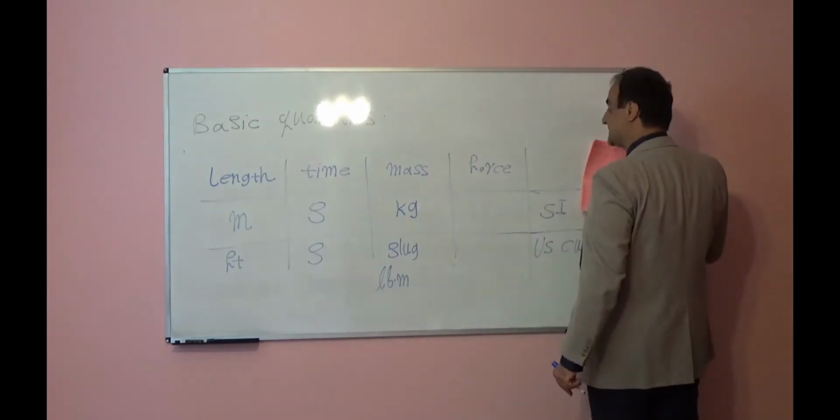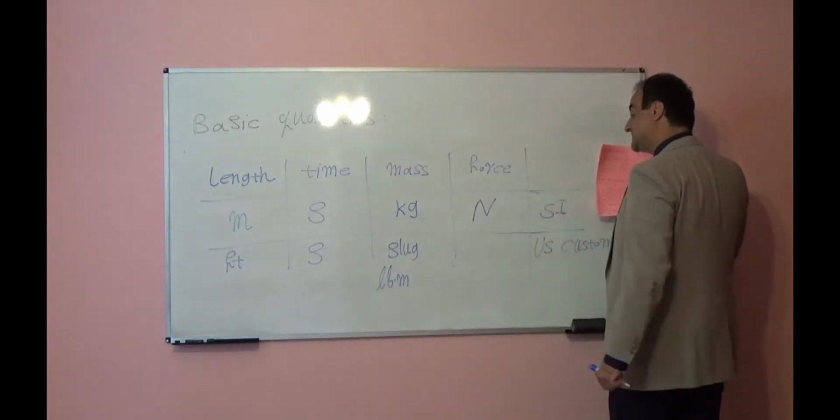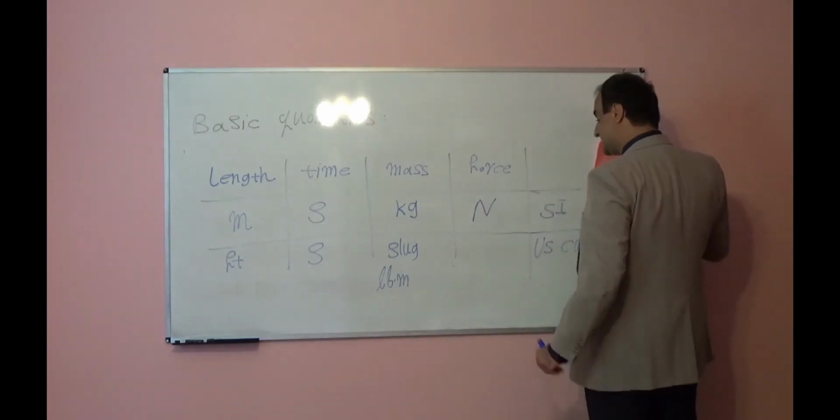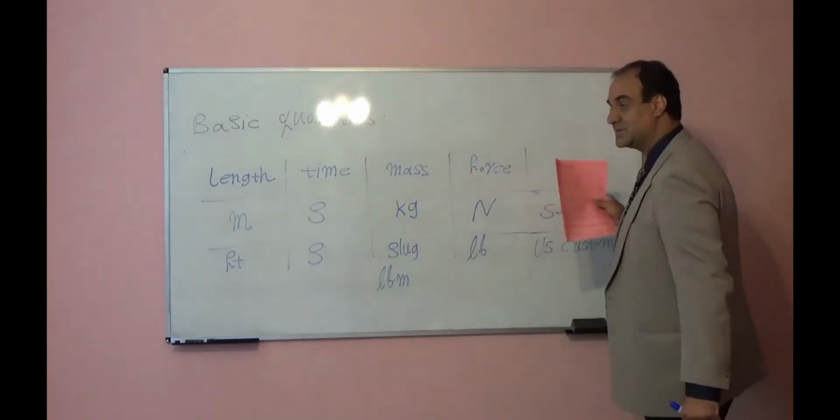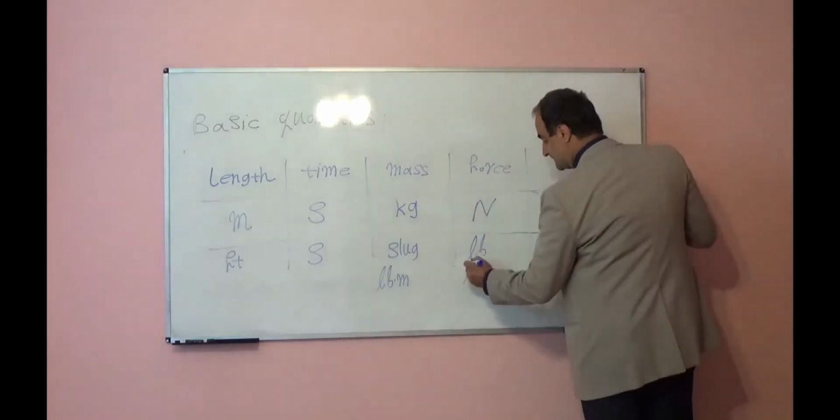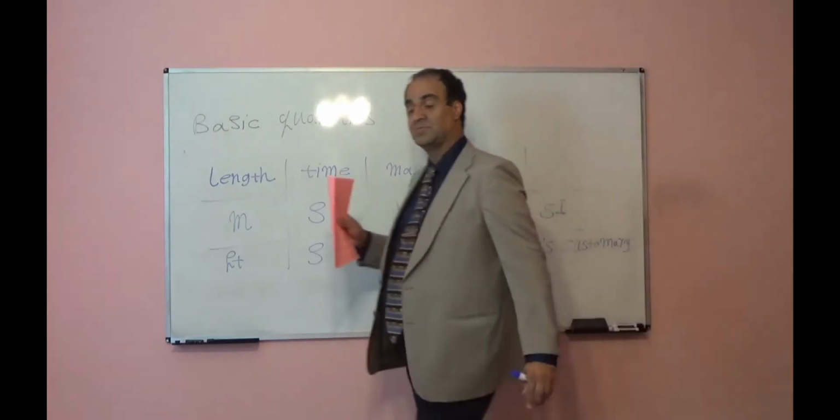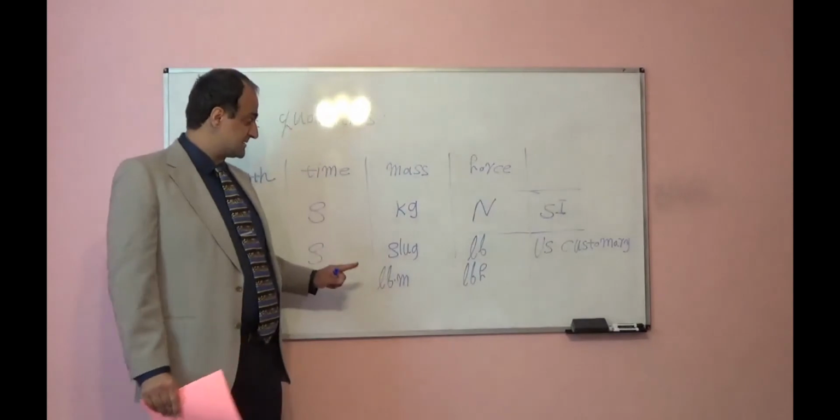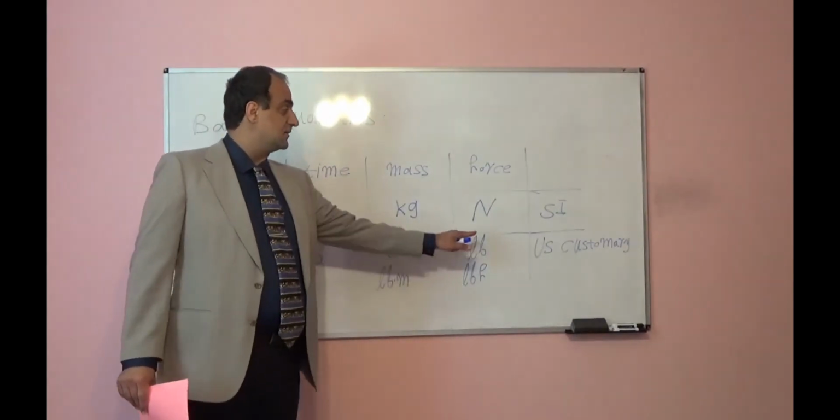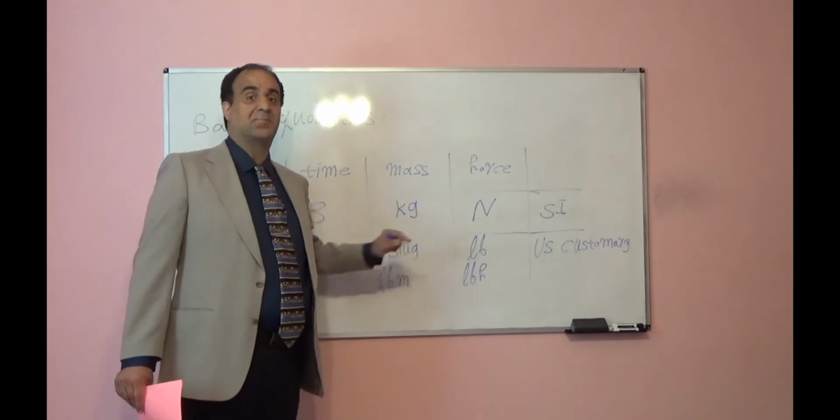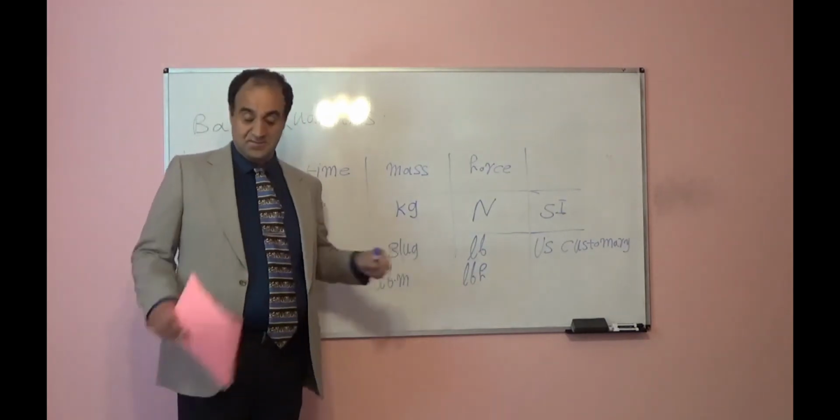For force, it is Newton in SI system. In US customary system, it is pound. The right term is pound force. So mass in US customary or British system is slug. Force is pound, or pound mass, pound force.